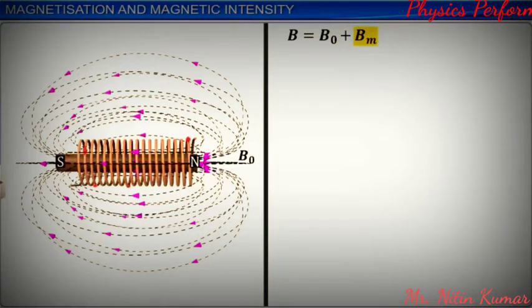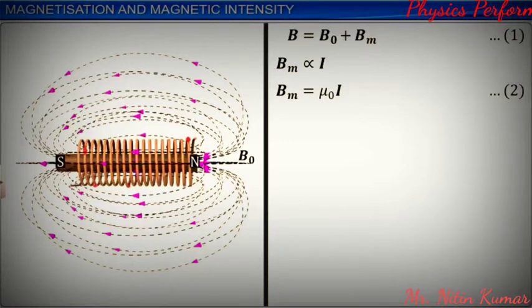The magnetic field due to the magnetization of the material is directly proportional to its intensity of magnetization. That is, Bm is directly proportional to I. This equation can be further written as Bm is equal to mu0 into I, where mu0 is the magnetic permeability of vacuum. Let this be equation 2. Now let us introduce a new vector quantity called magnetic intensity, denoted by H, where H is equal to B by mu0 minus I. Let this be equation 3.